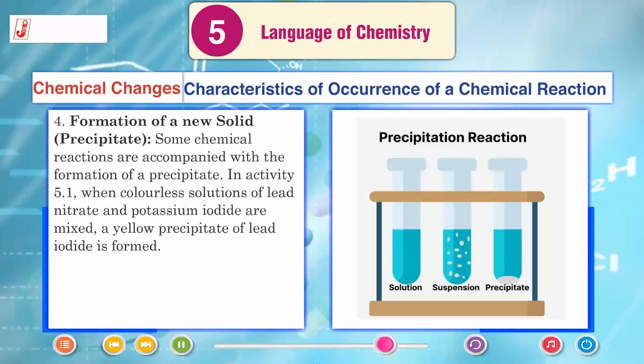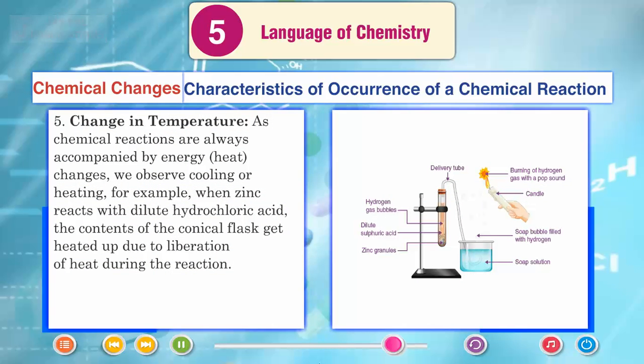Formation of a new solid precipitate. Some chemical reactions are accompanied with the formation of a precipitate. In activity 5.1, when colorless solutions of lead nitrate and potassium iodide are mixed, a yellow precipitate of lead iodide is formed.